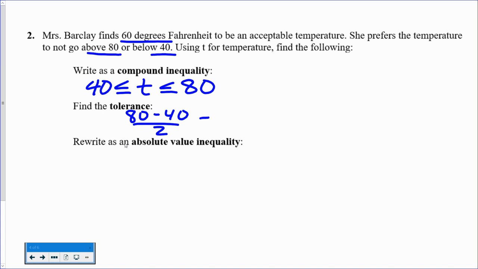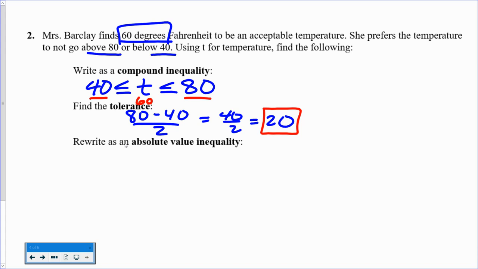You can tell that the difference is 40, and 40 cut in half would be 20. Or you might be picking up on some other patterns because they told us the desirable amount. The desirable amount is always exactly in the middle of your minimum and maximum values. So you might be able to mentally go, well, that would be 20 above and 20 below to get to 40 and 80 from 60. So you might be able to come up with that tolerance in your head, which is okay.